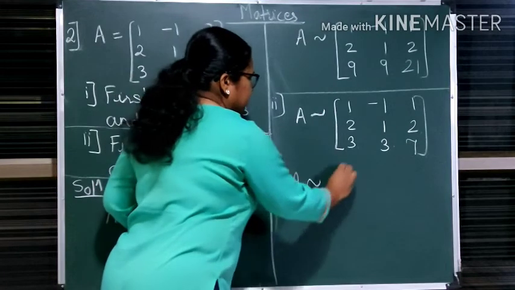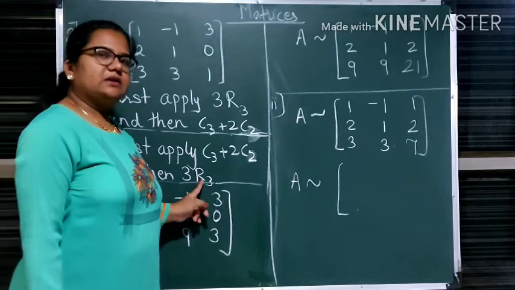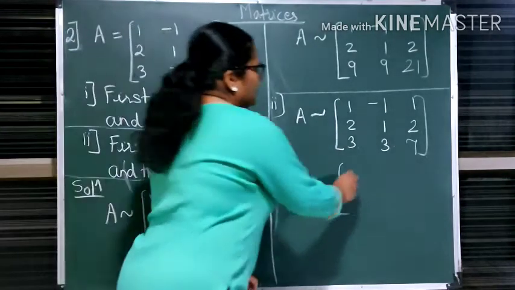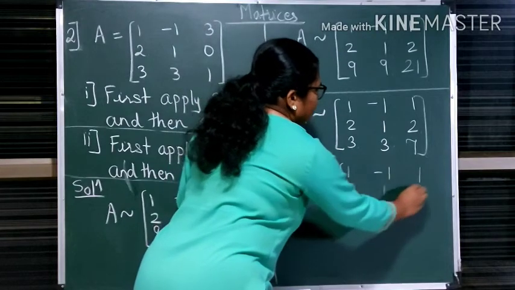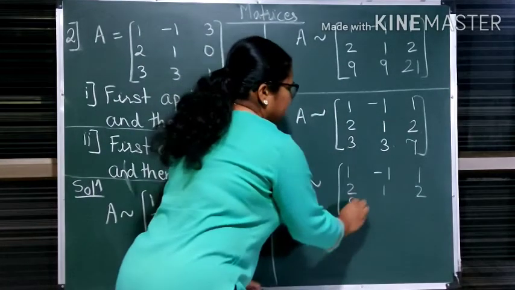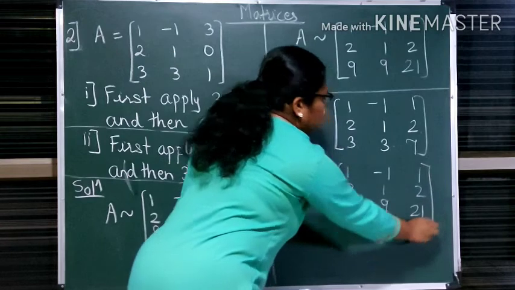Now what is the second step they have told? After this operation you apply 3 into R3. That is, third row elements you will multiply by 3. First row as it is: 1, minus 1, 1. Second row as it is: 2, 1, 2. And multiply these elements by 3. 3 threes are 9. 3 threes are 9 and 3 sevens are 21.